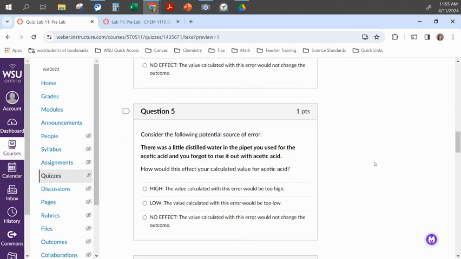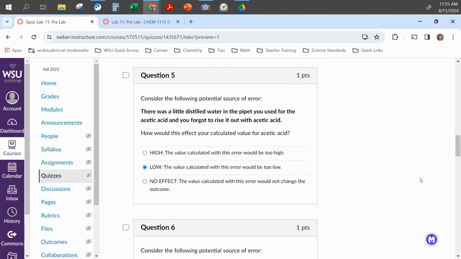Okay, next one. There was a little distilled water in the pipette you used for the acetic acid. You forgot to rinse it out with acetic acid. How is that going to affect it? That's going to make it low, yeah, because you're not adding as much acid as you thought. You're adding less.